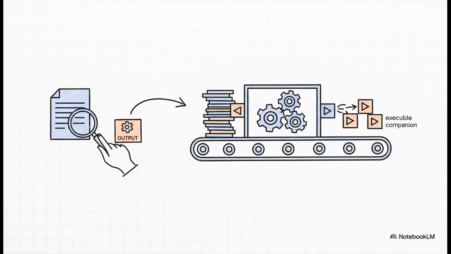This means that the process we just saw isn't a one-time magic trick. The goal is to build an automated pipeline, a kind of factory that can take in any patent and quickly spit out its living executable companion. It turns a slow, manual analysis into something fast, scalable, and repeatable.